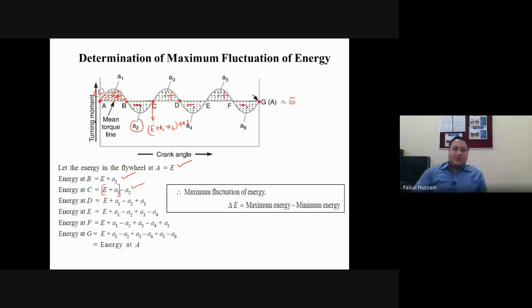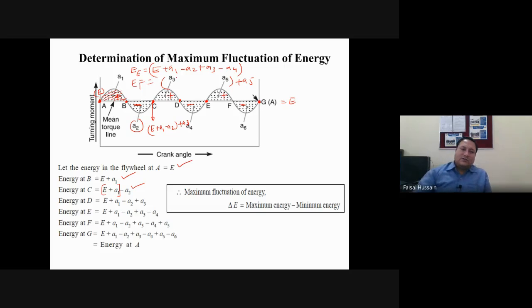So for example, if we have to determine energy at E, energy at A, that is capital E, plus A1 minus A2 plus A3 minus A4. So this is the energy at E. If we want energy at F, then this whole term will remain, okay, this whole term plus A5. And if you want to find energy at G, when you see, all the terms will be cancelled and only E will be left out.